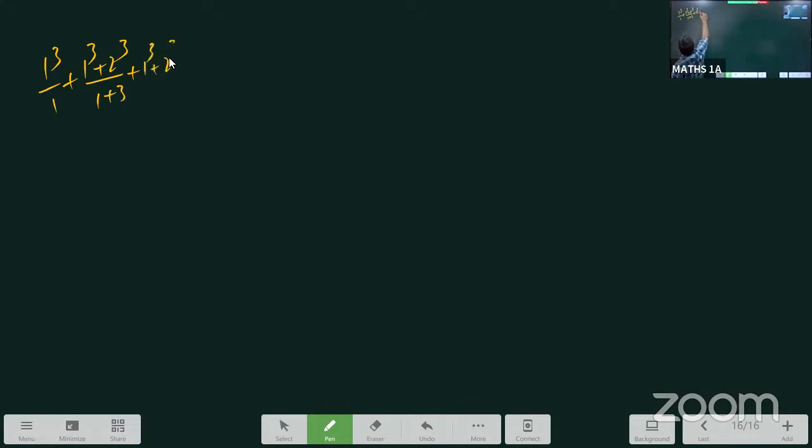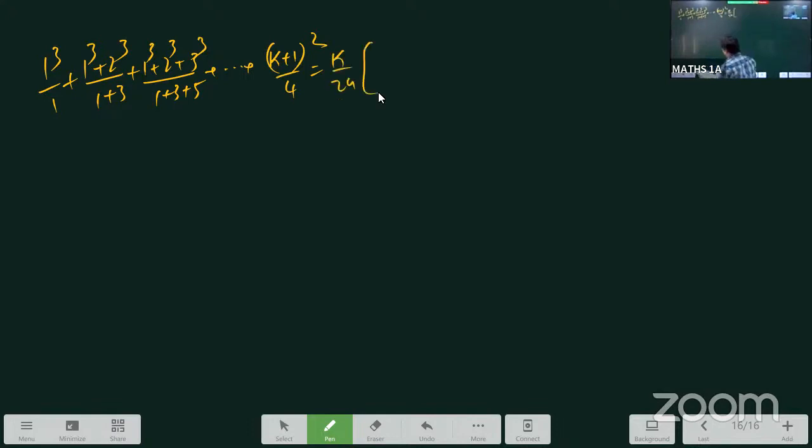Assume the statement is true for n equal to k. That is, 1³/(1) + (1³+2³)/(1+3) + (1³+2³+3³)/(1+3+5) + so on + up to the kth term = k/24 (2k²+9k+13) ... that is, (k+1)²/4 ... equal to k/24 (2k²+9k+13). This I will put as equation 1.